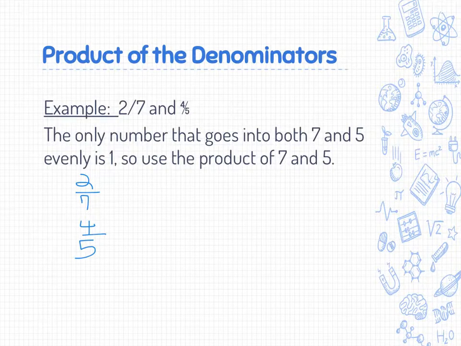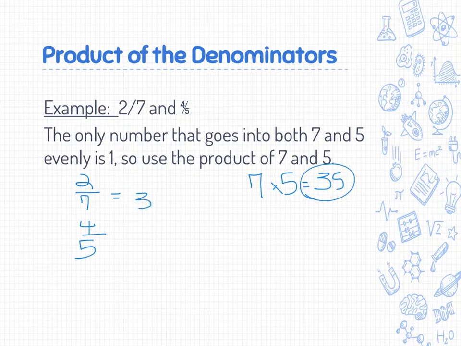The product, remember, is the answer to a multiplication problem. 7 times 5 is 35. The product becomes our new denominator. Now rewrite these fractions with equivalent fractions.